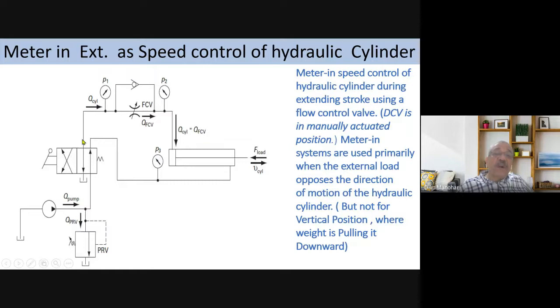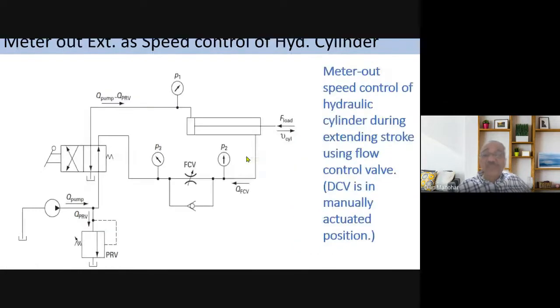This flow will go back to the cap end through the flow control valve instead of the check valve. The check valve is closing the flow from here to here. So it will go through the flow controller and extend under the action of the flow controller. This is called meter-in extension, used for controlling the cylinder velocity. But this is not to be used for a vertical position, because in the vertical position the weight connected to the rod of the cylinder will pull it down.